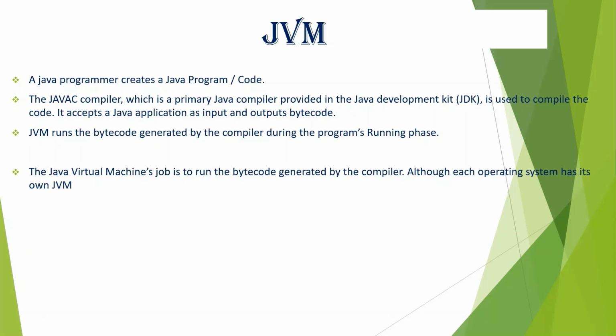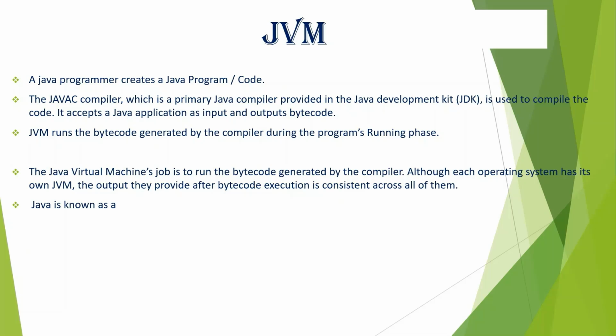The Java Virtual Machine's job is to run the bytecode generated by the compiler. Although each operating system has its own JVM, the output they provide after the bytecode execution is consistent across all of them. Java is known as a platform independent language for this reason.